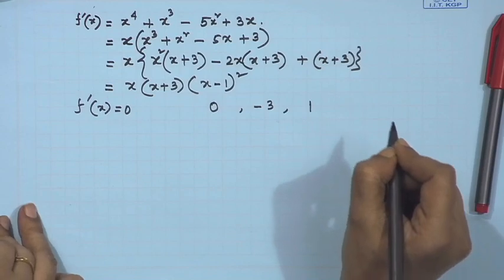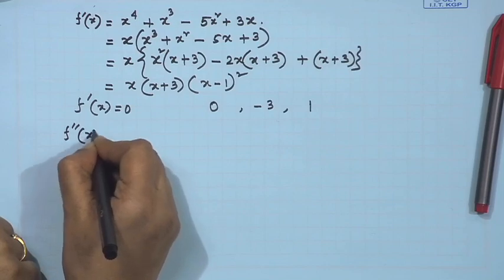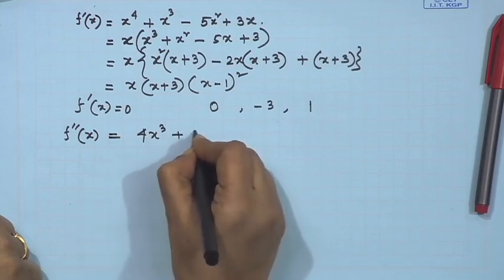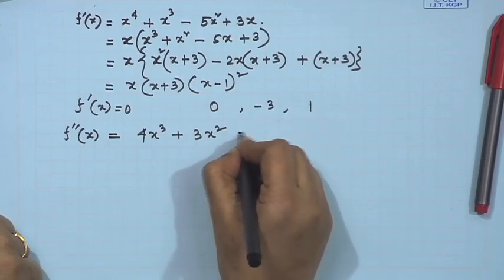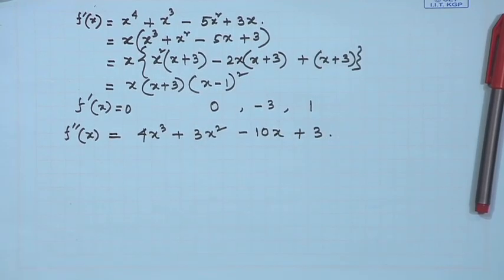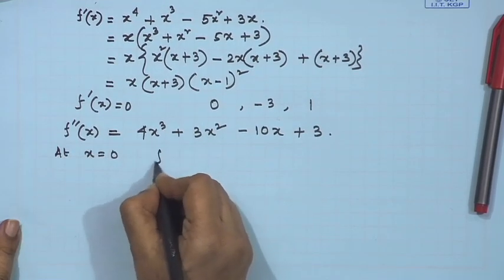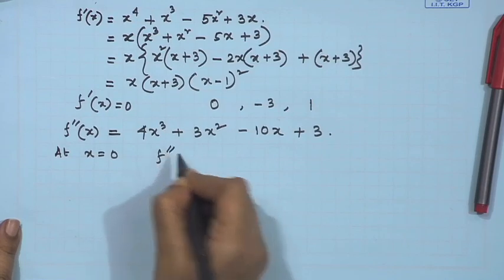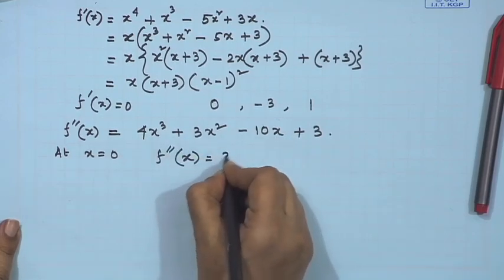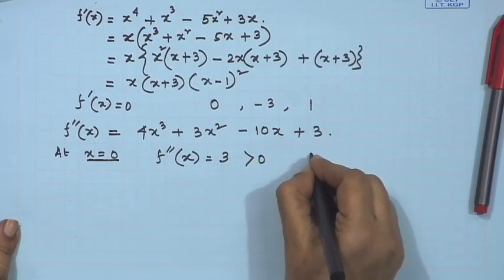Okay. Now, for checking the maximum and minimum of the function, we will go for the second order derivative of f(x). Then it would be 4x cube plus 3x square minus 10x plus 3. Let us see what is happening at the individual 3 stationary points. At x equal to 0, we get f prime x equal to 0 as well as f double prime x, if I substitute 0 everywhere, is coming 3, which is greater than 0. That means x equal to 0 must be the minimum point.